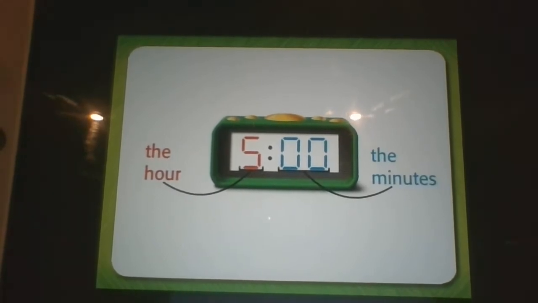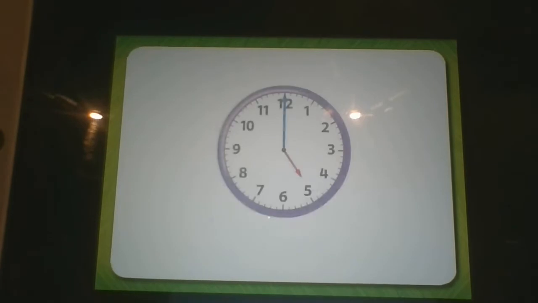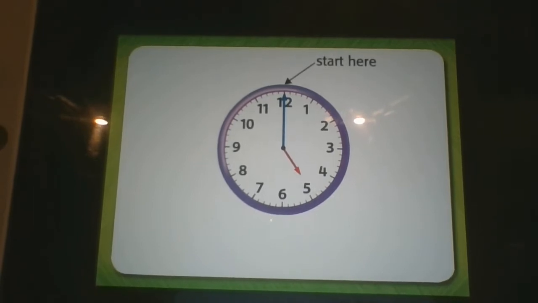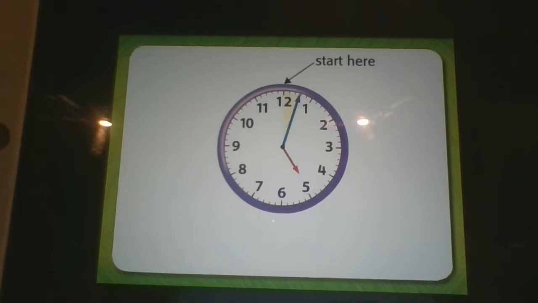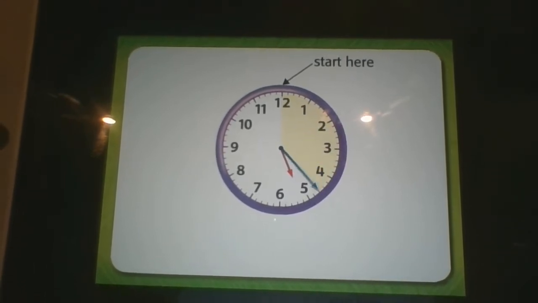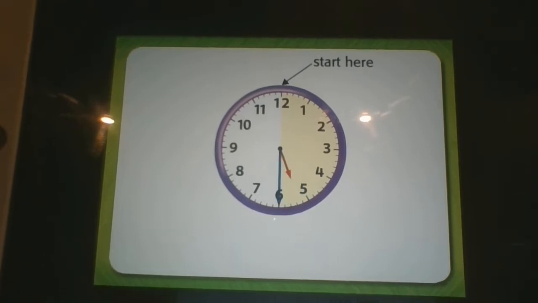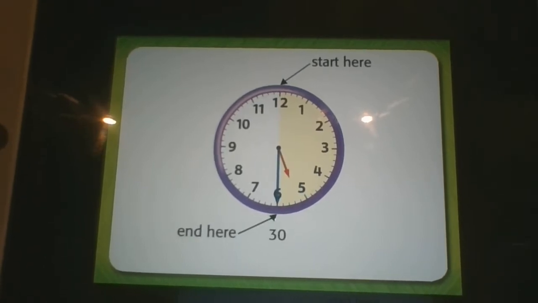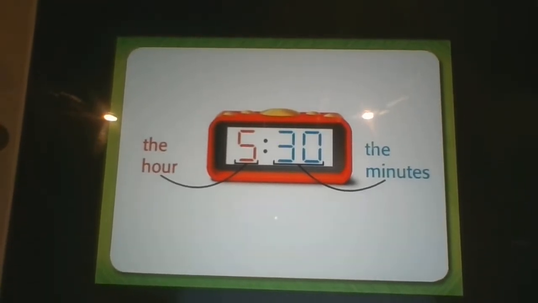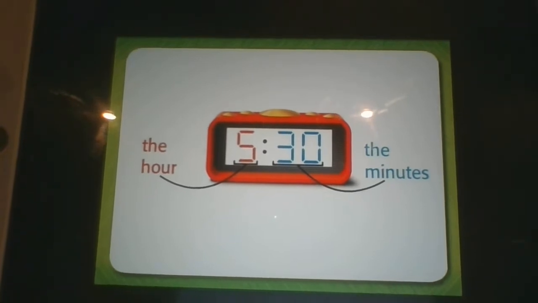It is 5 o'clock. 1 half hour is 30 minutes long. Start at 12. We can count to 30 by 5s using each number. 5, 10, 15, 20, 25, 30. We ended at number 6. On the digital clock, it is 5:30. We could also say it is half past 5 or 30 minutes after 5.